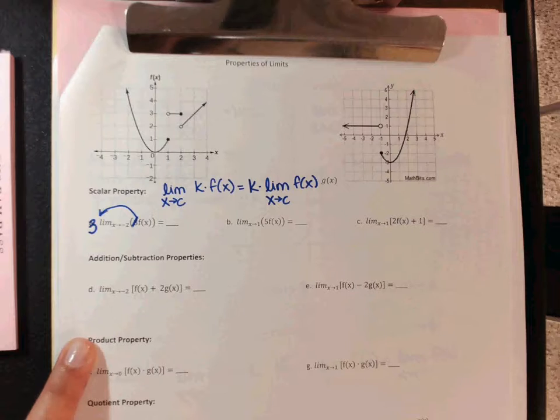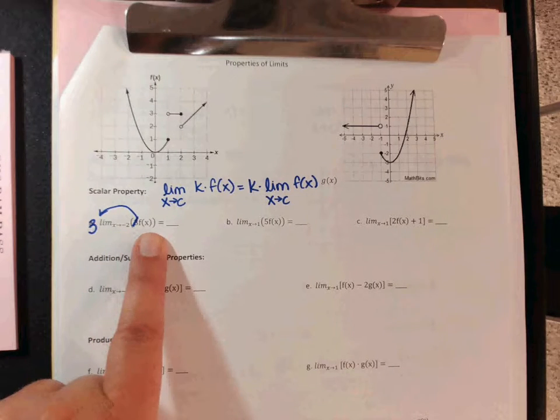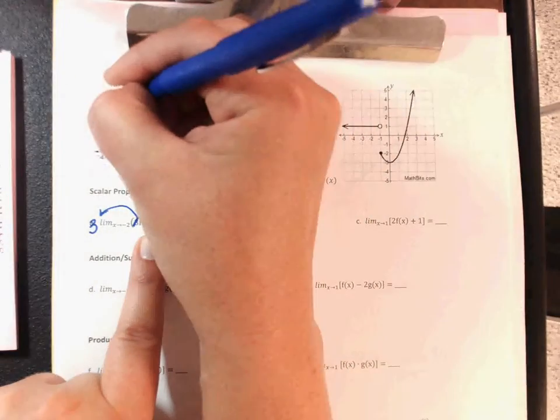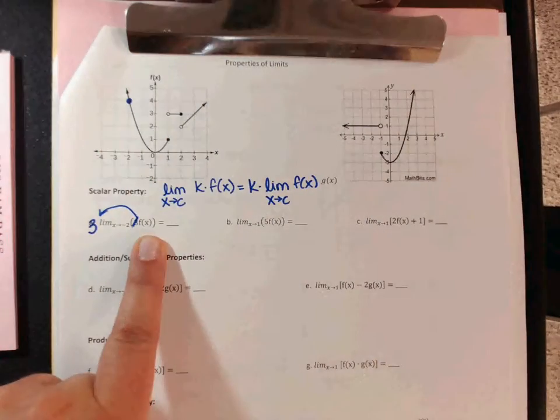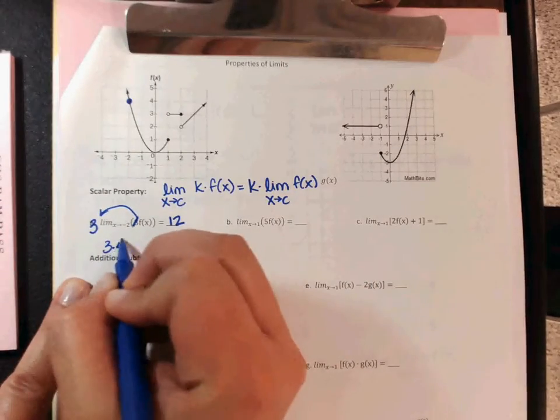So what is the limit? This is the same graph that we've been looking at. As x approaches negative 2 for graph f. Yes, 4. See right here? It's at 4, and then what's 3 times 4? 12. Make sense? So it was 3 times 4, which was 12.